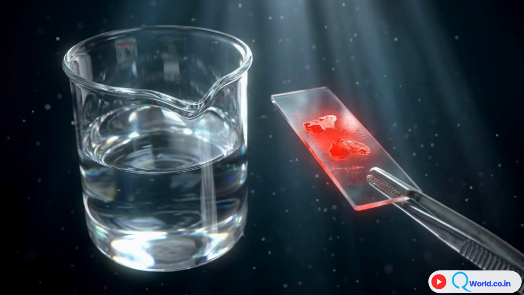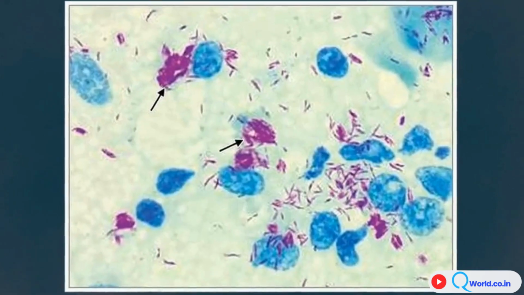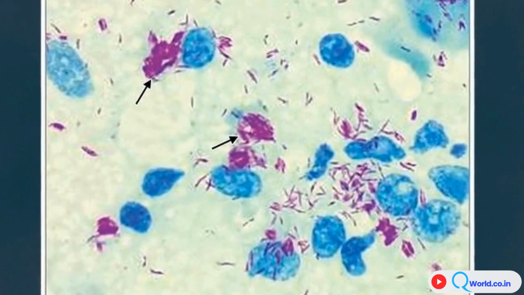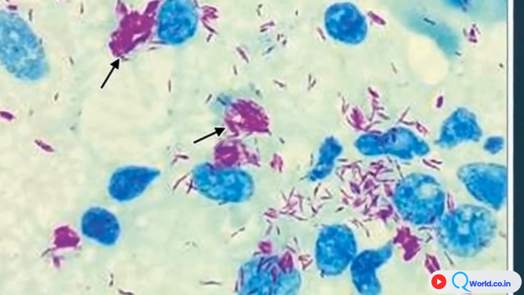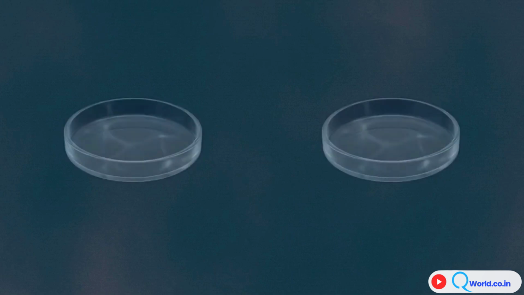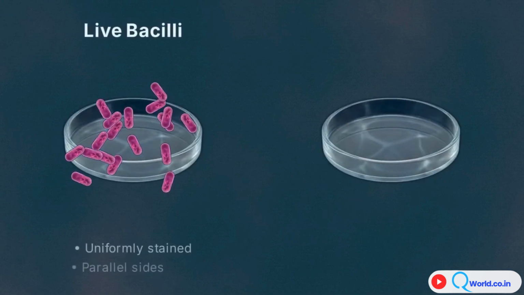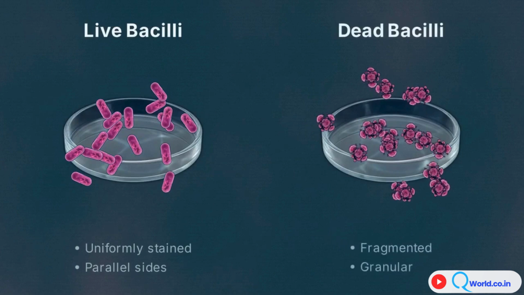Because M. leprae is less acid-fast than standard tubercle bacilli, a weaker 5% sulfuric acid is used for the decolorization step. This micrograph shows the result. You can clearly identify the red, acid-fast bacilli arranged in distinctive groups against a blue background. Under oil immersion, pathologists differentiate the health of the bacteria. Live bacilli appear uniformly stained with parallel sides, while dead bacilli look fragmented and granular.